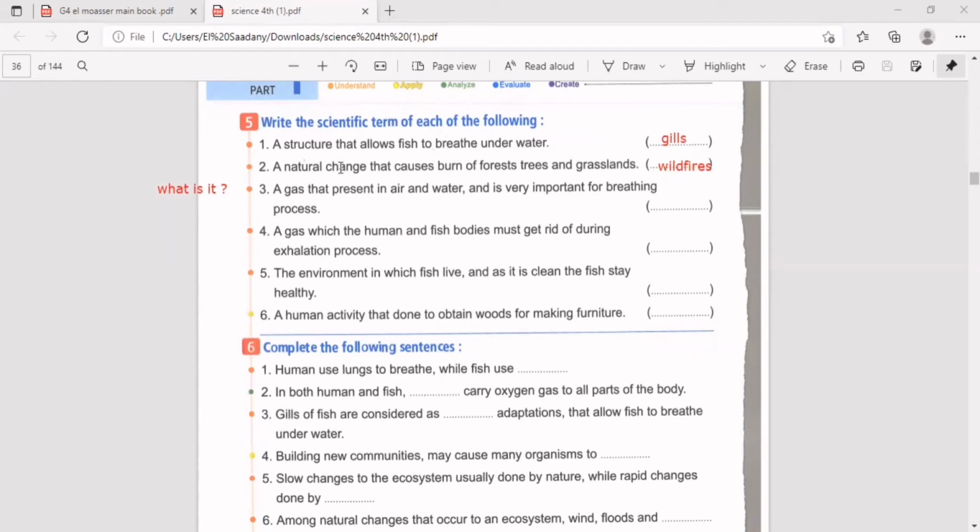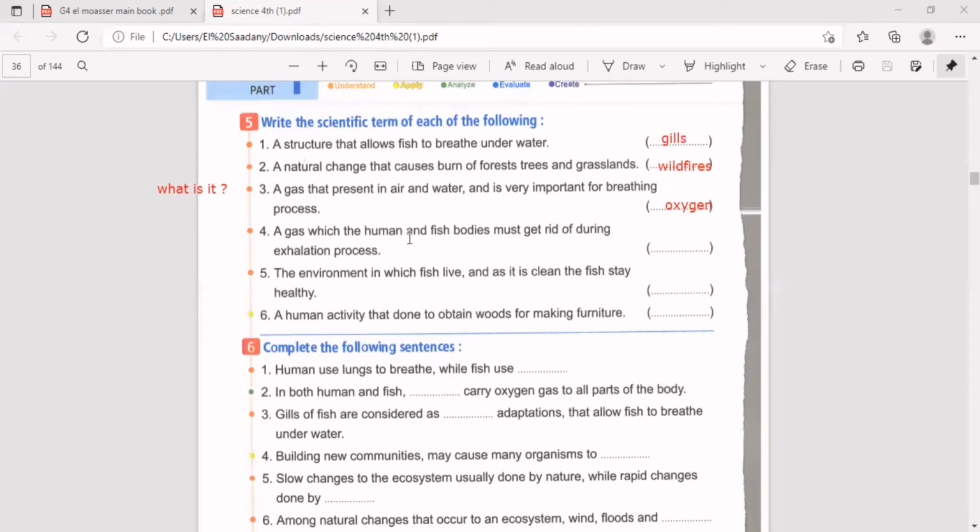Number 3, a gas that is present in air and water and is very important for the breathing process. What is the gas that's present in water and air and it's important for our breathing? So what is it? It's the oxygen gas. We breathe oxygen from the air and the fish breathe oxygen from the water.